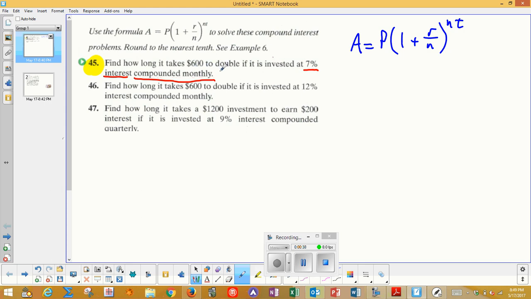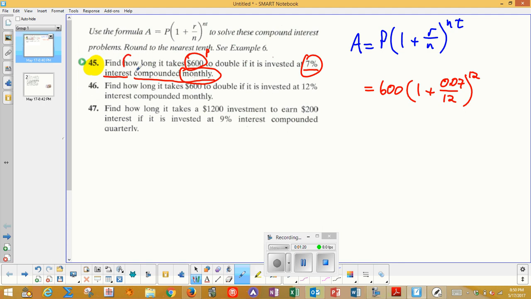We want to know how long it takes $600 to double if it's invested at 7% interest compounded monthly. So here's what these numbers mean. This 600 is P. That's the amount we put in the bank. Then we have 1 plus, and our R is 7%, 0.07. And our monthly is how often it compounds. And then N, again, is the number of compounds. So that's a 12 here in the exponent as well.